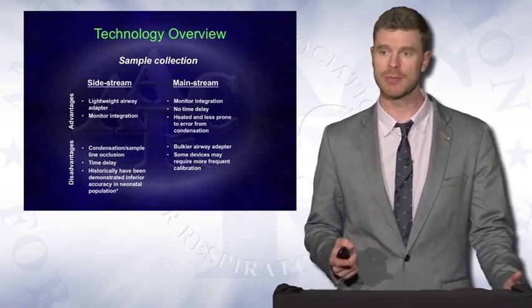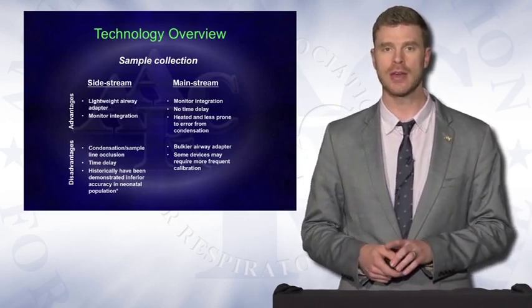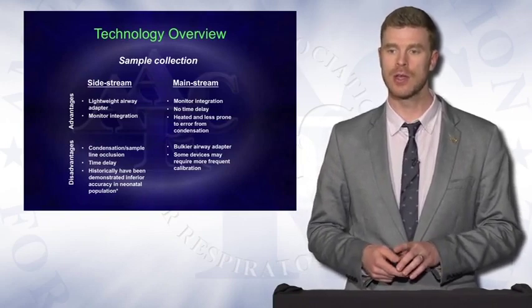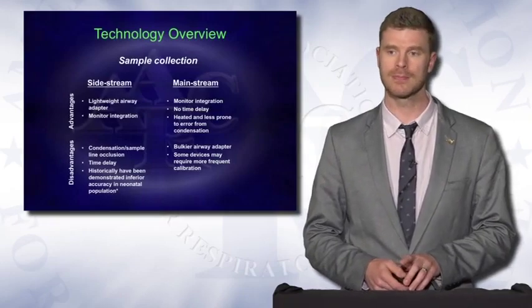Some disadvantages of the side stream technology. Number one, since there's no heat, unlike the mainstream technology, condensation can build up and get clogged in the aspirating line and therefore preclude you from measuring CO2 with this device in some cases. There's a time delay because the gas is not going to instantaneously be at the device where you're measuring CO2. So there's a transit time from where the gas is aspirated at the patient's proximal airway to when it actually enters into the device to get measured. And this could be anywhere from a second upwards of 2 seconds, depending on the device and length of the aspirating line. Historically, these devices also have demonstrated to be inferior in terms of accuracy in neonatal populations.